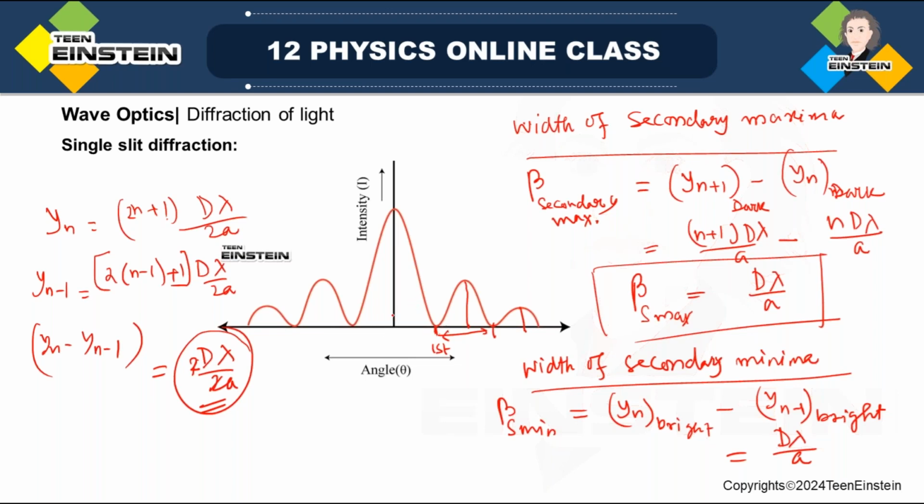All right, so we'll see in the next class the intensity ratio. Okay, intensity ratio, like how intensities are in the central bright and in the minima. So how that varies, we'll see in the next class.